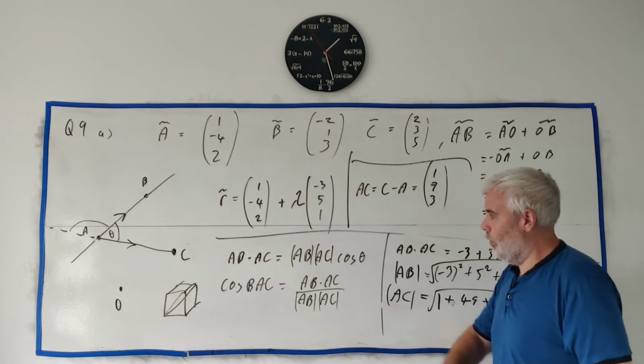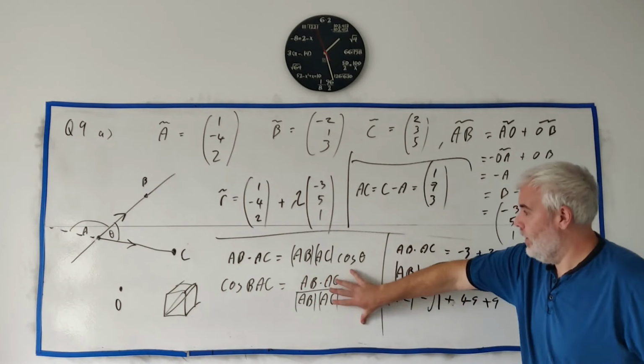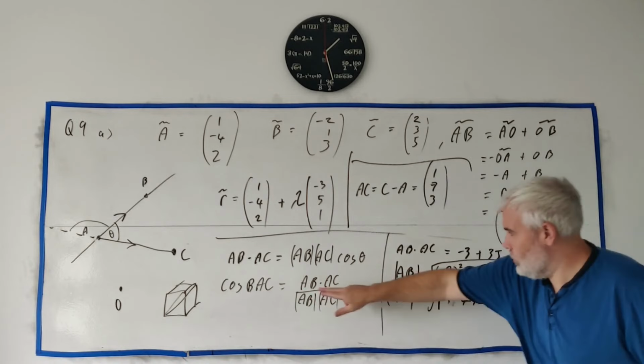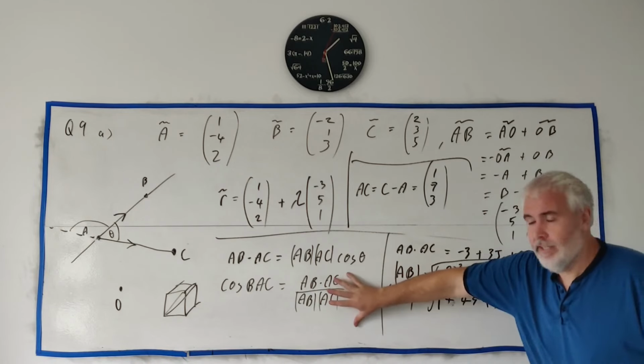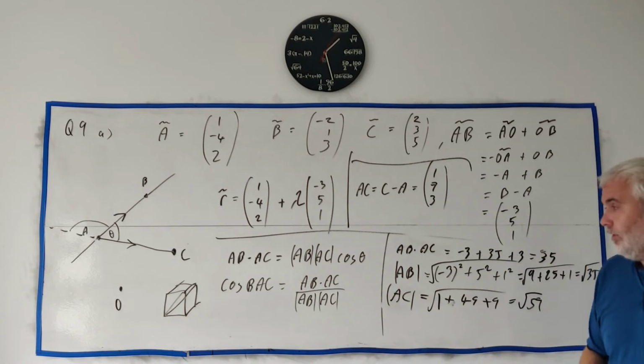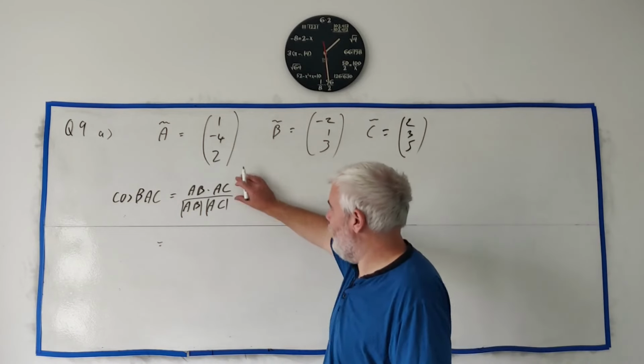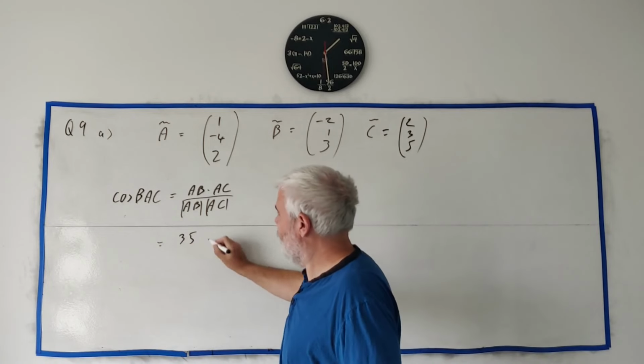Let me clean the whole board. I'll write this equation one more time and we'll fill in these three numbers. We're just going to fill these three numbers in to this and we're pretty much done. Just filling in the numbers we found. The dot product we found is 35.